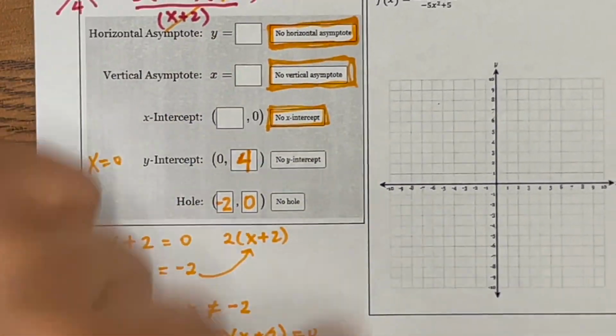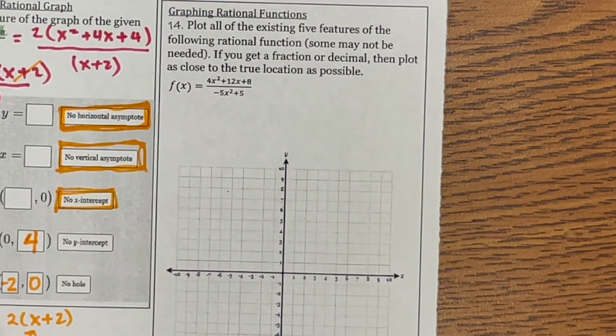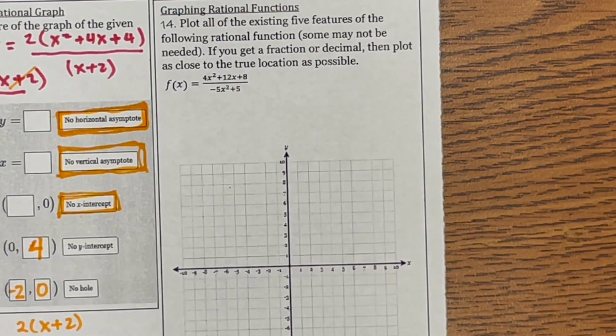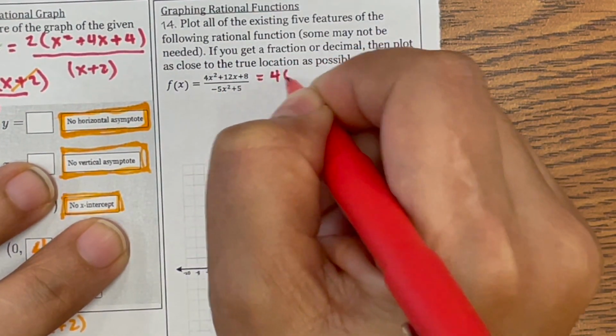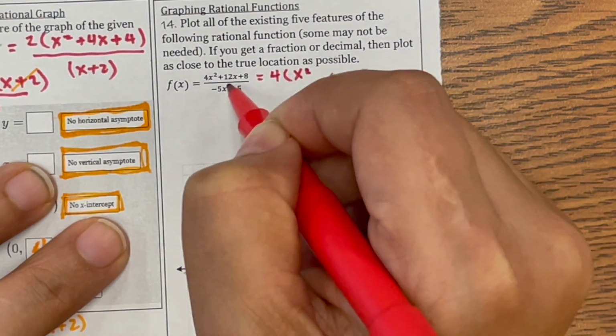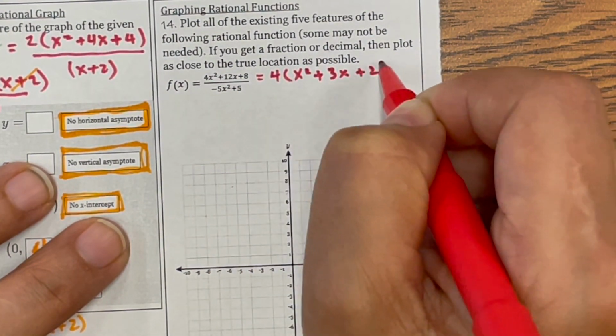All right, the last one is you're going to do all of this, then graph it. The only thing that's missing out of this is evaluating it. So let's go ahead and work through this question. Again, the same thing. We're going to start off by factoring. 4 goes into all of these numbers, so I'm going to take 4 out. That leaves x squared plus 3x, since 12 divided by 4 is 3x, and 8 divided by 4 is 2.